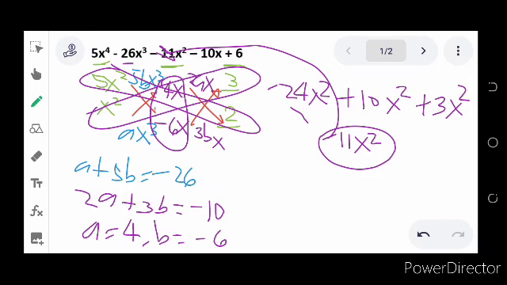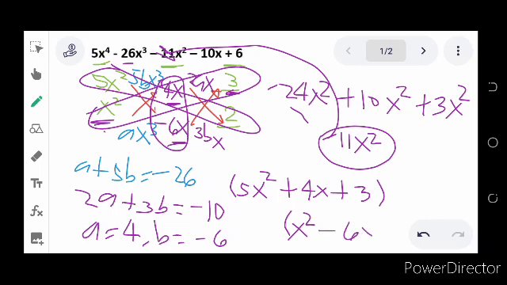That means the values of a and b are correct. So now your factors are: you have 5x squared plus 4x plus 3, times the other one, x squared minus 6x plus 2. That is your answer to this one.